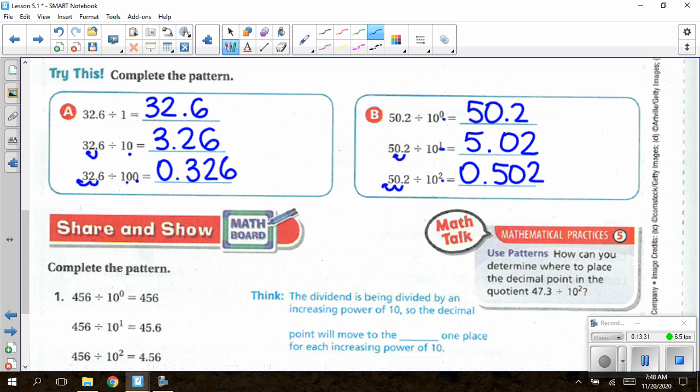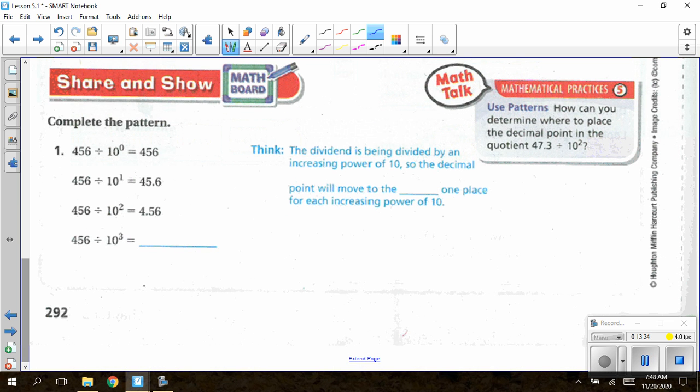So notice as you complete your patterns, especially in question number 1 under the share and show, the decimal is moving one place value to the left each time you do an extra swoop, and that is showing that the number is going 1/10 of the previous number. So for question number 1, the dividend is being divided by an increasing power of 10, so the decimal point will move to the left one place for each increasing power of 10. So as they filled in the pattern, they did swoop once to the left for each increasing power of 10.